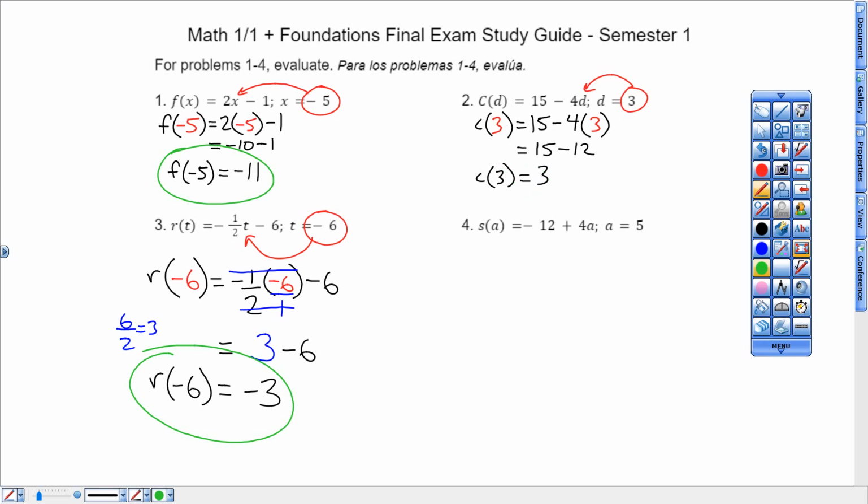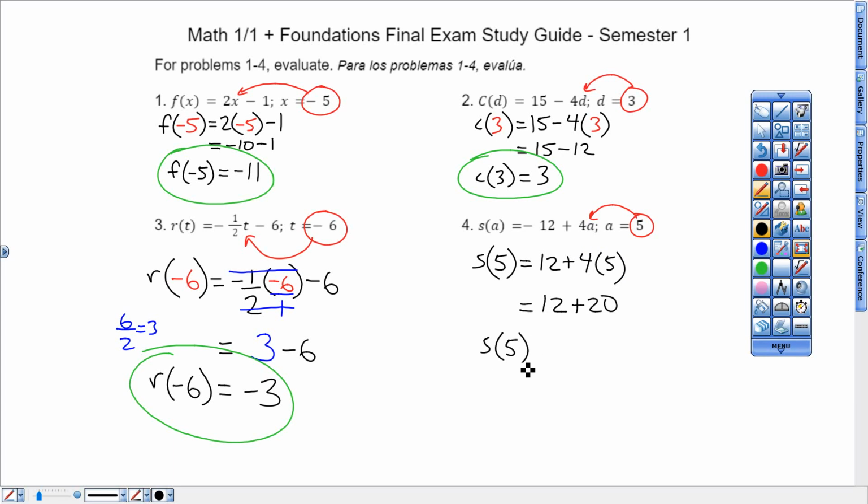All right, moving on. Here we go. This one, plugging in 5 for a, gives me s of that 5 is 12 plus 4 times that 5, making sure I do not add these right here. Don't do that. Make sure you do this multiplying first. So that gives me 12 plus 20, or s of 5 equals, I believe, 32.